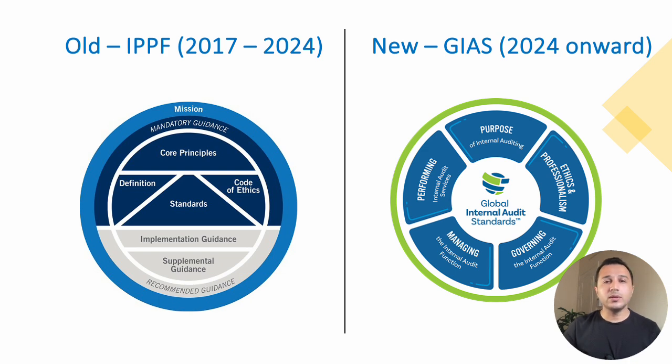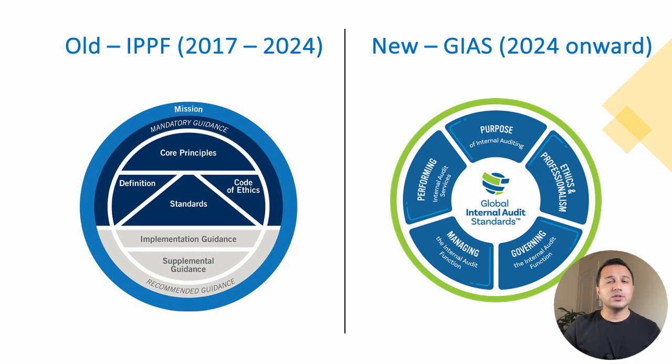So in the old one, mainly it was divided into two sections: mandatory guidance and recommended guidance. Within the mandatory guidance we had the core principles, definitions, standards, and code of ethics. However, in the recommended guidance we had implementation guidance and supplemental guidance.